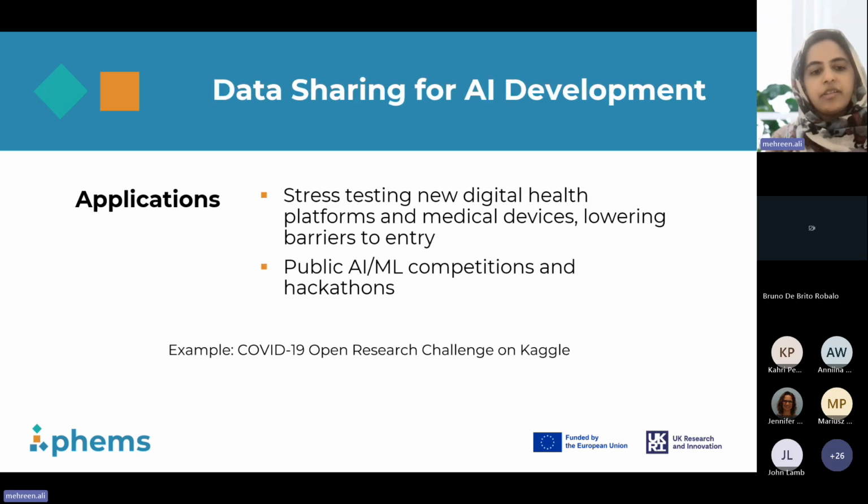Next, we have data sharing for AI development. Synthetic data can also lower barriers to entry in AI development. It allows safe data sharing for stress testing new digital health platforms and large-scale AI/ML competitions and hackathons. A great example is the COVID-19 Open Research Challenge on Kaggle, which leveraged synthetic data to accelerate medical research.